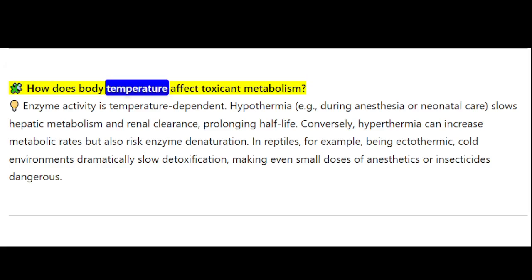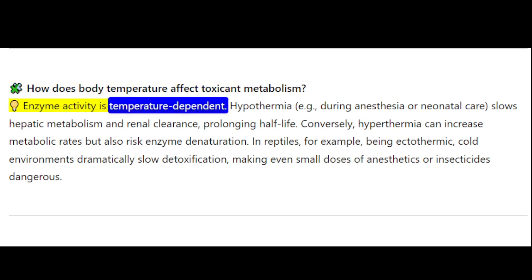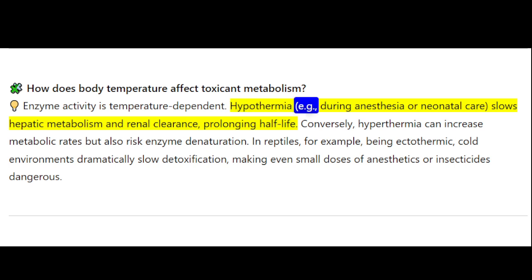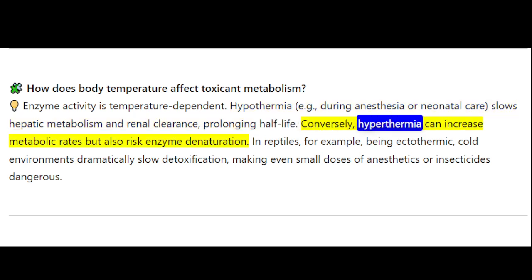How does body temperature affect toxicant metabolism? Enzyme activity is temperature dependent. Hypothermia, for example, during anesthesia or neonatal care, slows hepatic metabolism and renal clearance, prolonging half-life. Conversely, hyperthermia can increase metabolic rates but also risk enzyme denaturation.